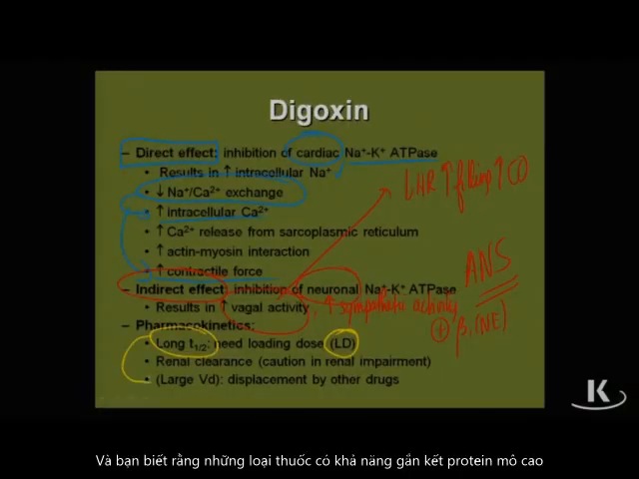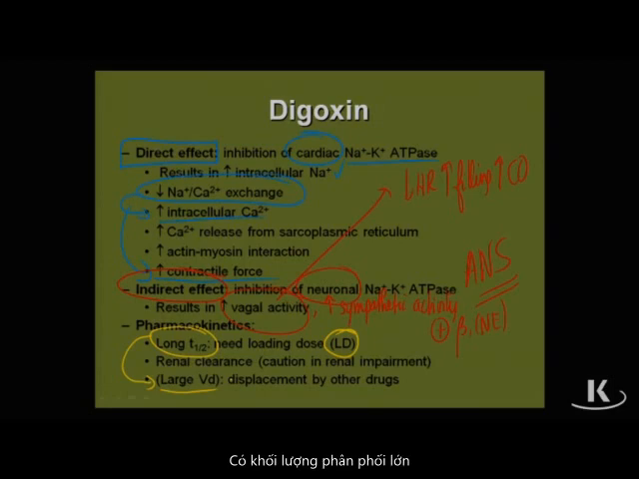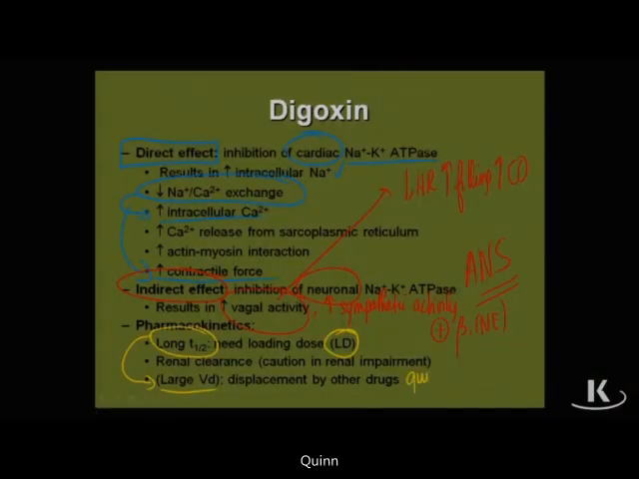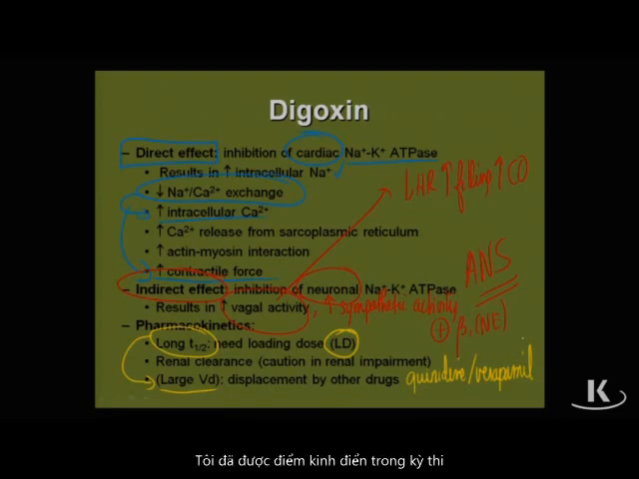And you know that drugs that have a high tissue protein binding have a large volume of distribution, which always opens the door for other drugs to displace this digoxin from tissue protein binding, in which case increasing the free fraction would increase the toxicity. Do you remember two drugs that we've mentioned in the previous cardiac chapters? If you're saying quinidine and verapamil, which are noted in your syllabus, then you know that these drug interactions have been classic points on the exam.